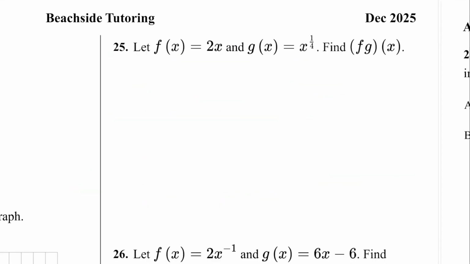Let f of x equal 2x and g of x equal x to the 1/4. Find f times g of x. This problem is just asking us to multiply these functions together. So we have 2x times x to the 1/4. When we have two bases that are the same, we can go ahead and add their exponents. When an exponent is not written, it's really a 1. And so we're going to get 2 times x to the 1 plus 1/4.